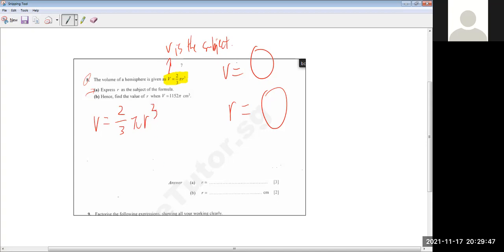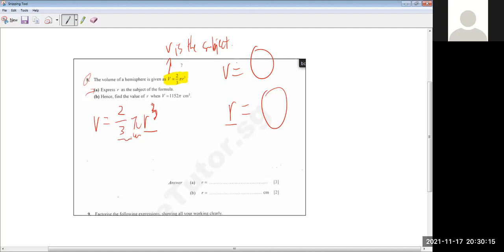Okay. So R to the power of 3. So what I need is to have R equals to something, right? So what I need to do is get rid of the 2/3 and the pi. If I don't get rid of them, I will never get R equals to something.